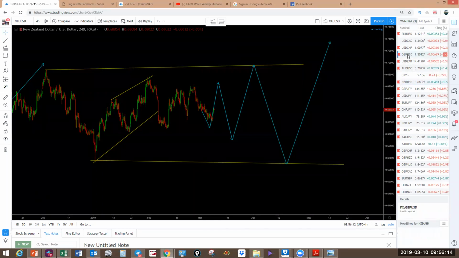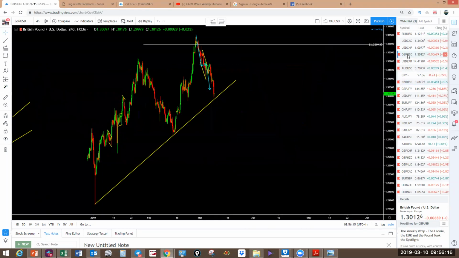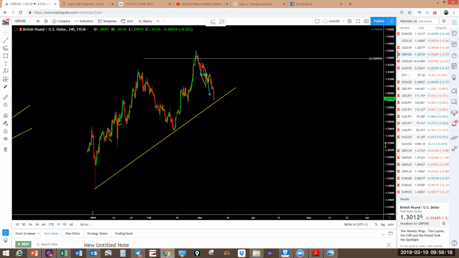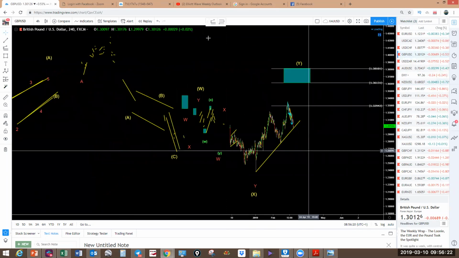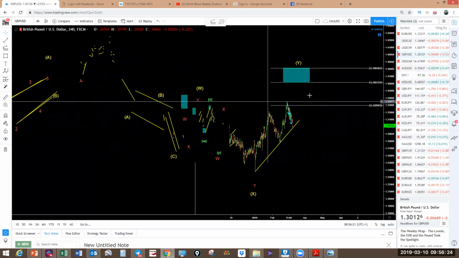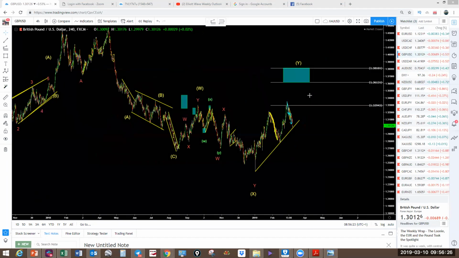Let's look at pound US dollar. Pound US dollar is rather interesting as well. So if we are going to have upside on the euro and weakness on the dollar, we may look at this as a running flat, and it's right on the trend line that will then push up higher to that level. So that will invalidate this running flat that we were looking at.